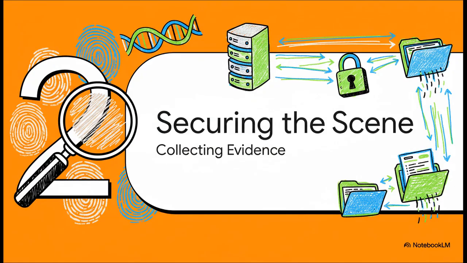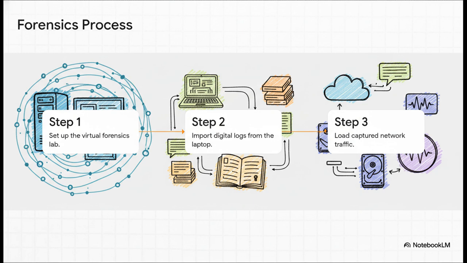You know, just like any crime scene, the very first thing our digital detective has to do is secure the area and collect the evidence. But instead of dusting for fingerprints, we're hunting for log files and network traffic. The whole process is super methodical. First, you set up a secure virtual forensics lab. You can think of it like a clean room for digital analysis. Then you import two key pieces of evidence.